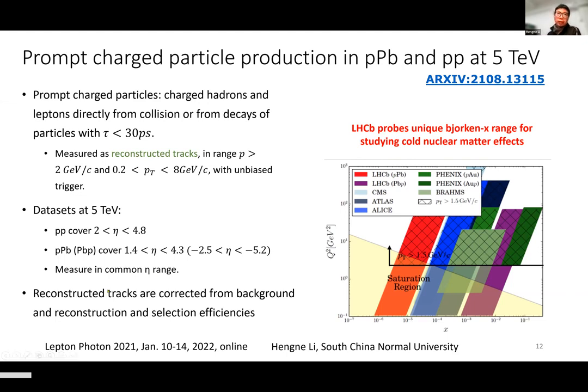Okay, so the motivation of this analysis. Basically we are using this to constrain the nuclear PDFs, to study the cold nuclear matter effect, and LHCb has a coverage of Bjorken x and Q square down to very small x, and also for very big x. So this can be a good complementary part compared to other experiments. And for sure, this analysis is reconstructed tracks, corrected for the background and also the efficiencies, etc. All right, so let's move directly to the results.